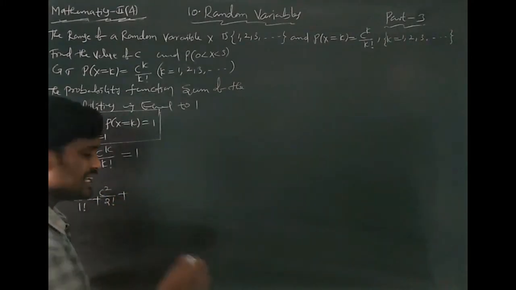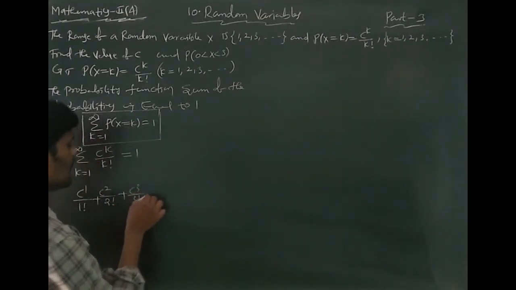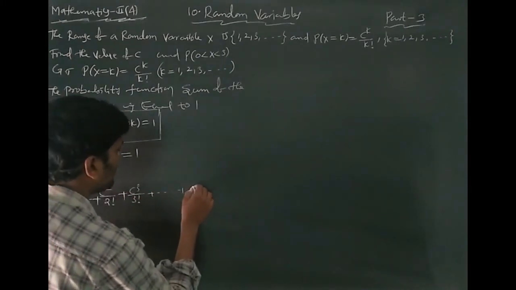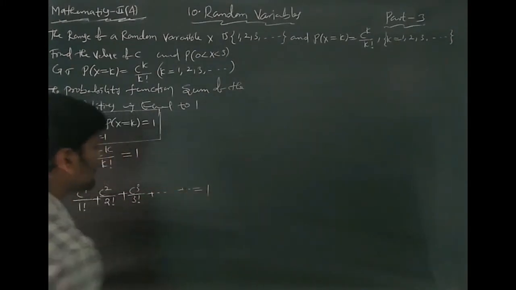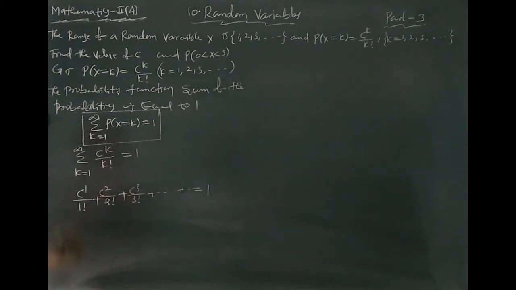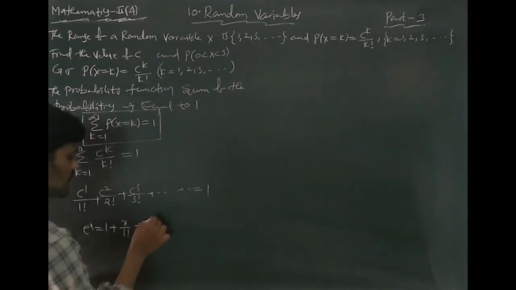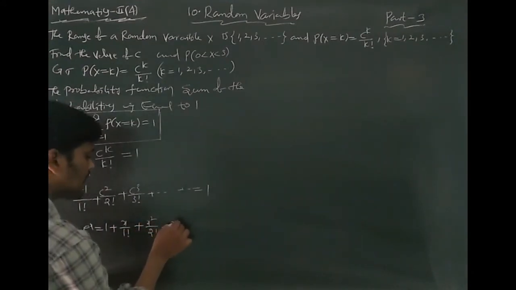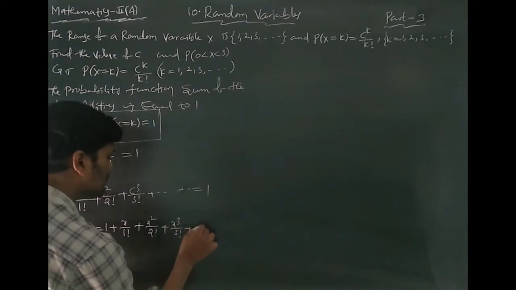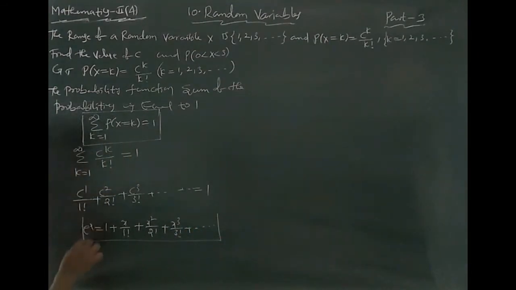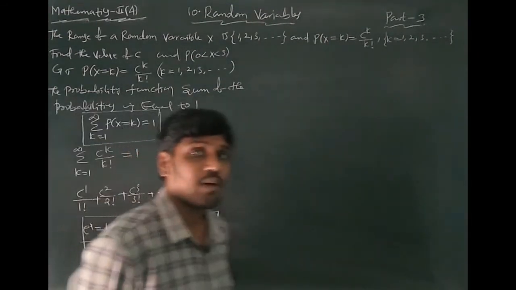K value, you can write 3 c cube by 3 factorial and so on, equal to 1 and so on. You know this formula, which formula? e power x is equal to 1 plus x by 1 factorial plus x square by 2 factorial plus x cube by 3 factorial and so on. This is the formula of e power x.